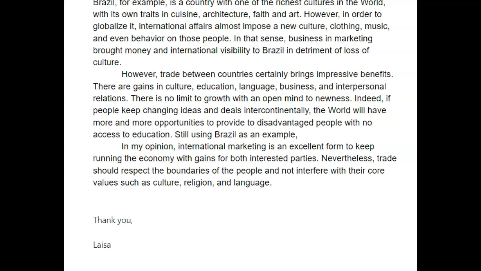However, trade between countries certainly brings impressive benefits. There are gains in culture, education, language, business, and interpersonal relations. There is no limit to growth with an open mind to newness. Indeed, if people keep changing ideas and deals intercontinentally, the world will have more and more opportunities to provide to disadvantaged people with no access to education. Still using Brazil as an example. Oh, what happened here? Where's the rest of the sentence?